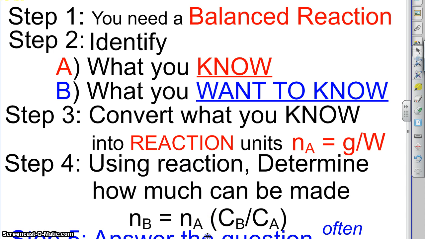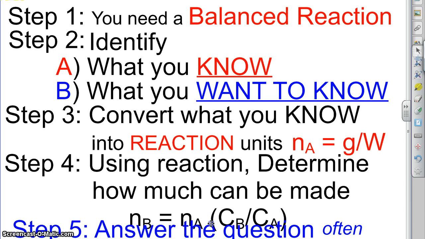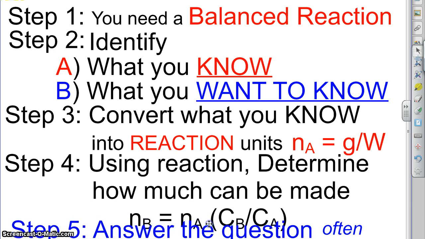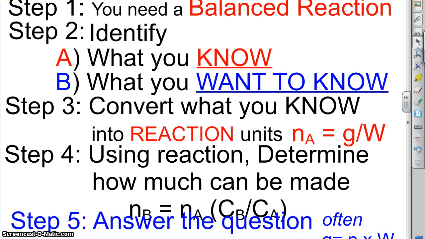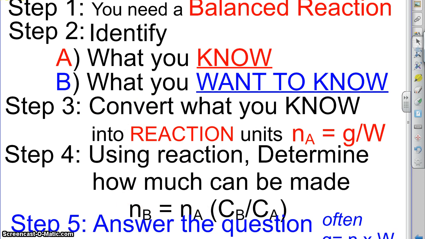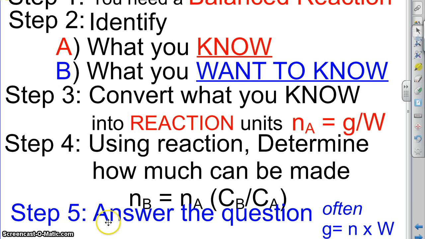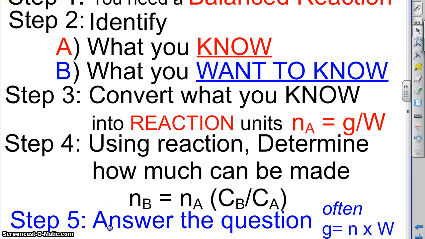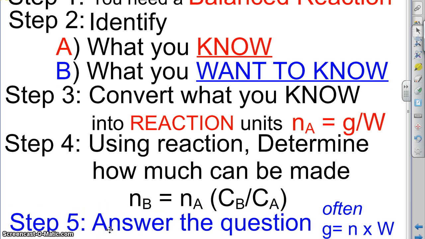Unfortunately, this didn't all fit on my screen. Answer the question is step 5. Let's see, can I move that? There we go. Answer the question. So we're going to move this down. Answer the question is step 5. Question is often, but not always, answered using the formula for mass, G equals N times W. So in this case, anytime it's asking for mass, you will use that G equals N times W formula.